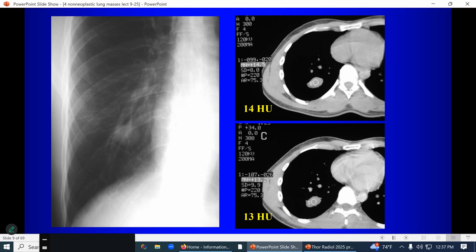I like hydatid cyst, though. That also is in your differential, and not something that people think about for a well-circumscribed cyst fluid attenuation lesion in the lung. Before it ruptures, it might look like that.